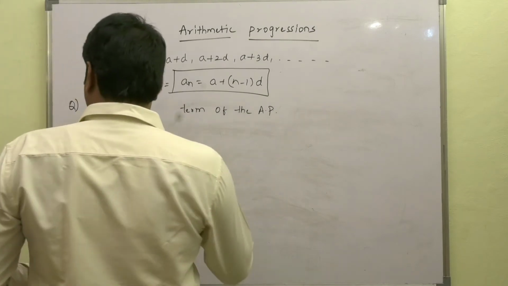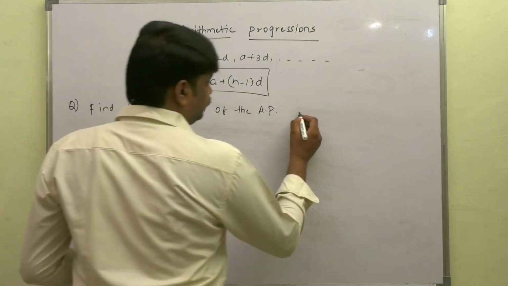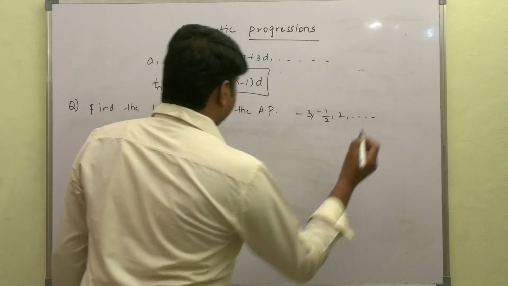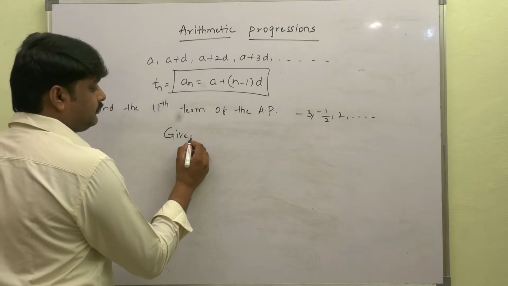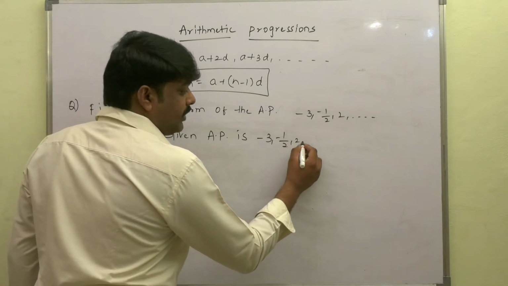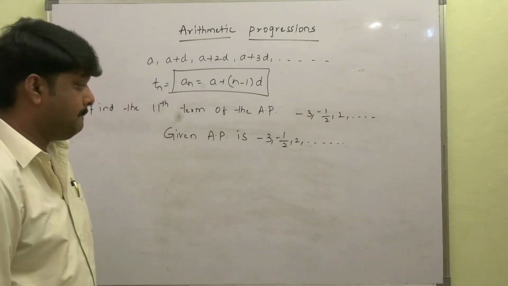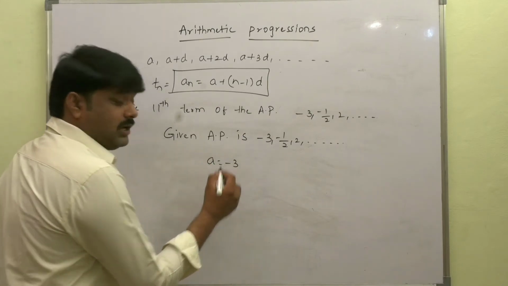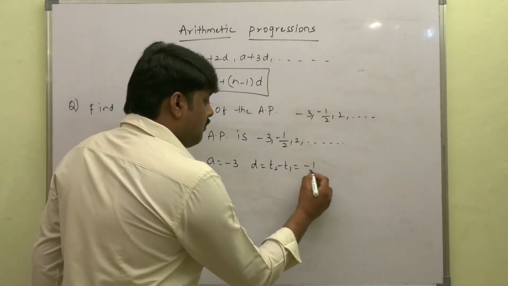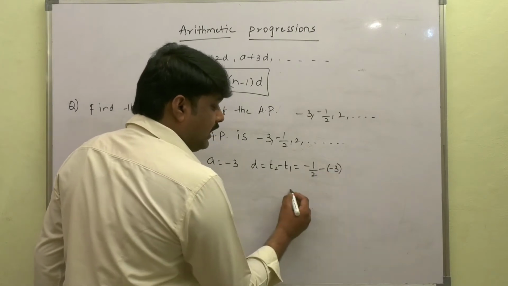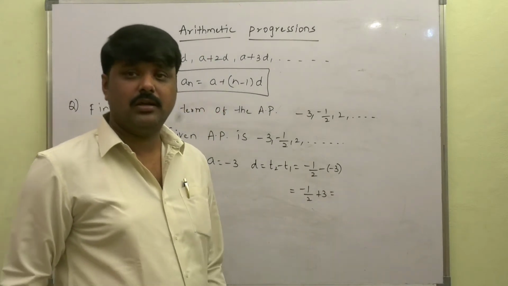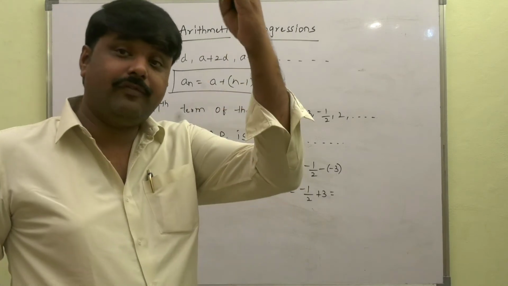-3, minus 1 by 2, 2 and so on. Let us write the given AP first. Given AP is -3, minus 1 by 2, 2 and so on. Here a equals -3. Common difference d equals T2 minus T1, which is -1 by 2 minus of -3, that is -1 by 2 plus 3. If we take half away from 3, how much is it? 2.5. 2.5 means half of 5.